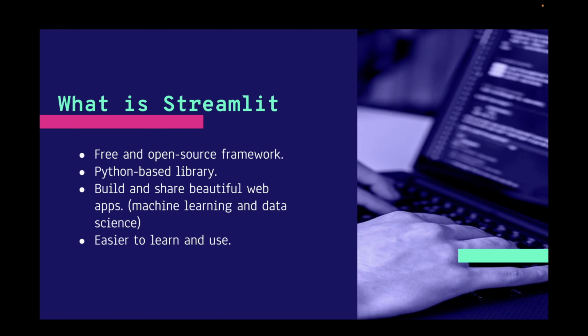So what is Streamlit? Streamlit is a free and open source framework, a Python based library which is helpful in building and sharing very beautiful web applications, especially machine learning and data science web apps. Using Streamlit we can rapidly build a very powerful web application with a few lines of code. It's just a Python library, so it is helpful for machine learning and data science practitioners.